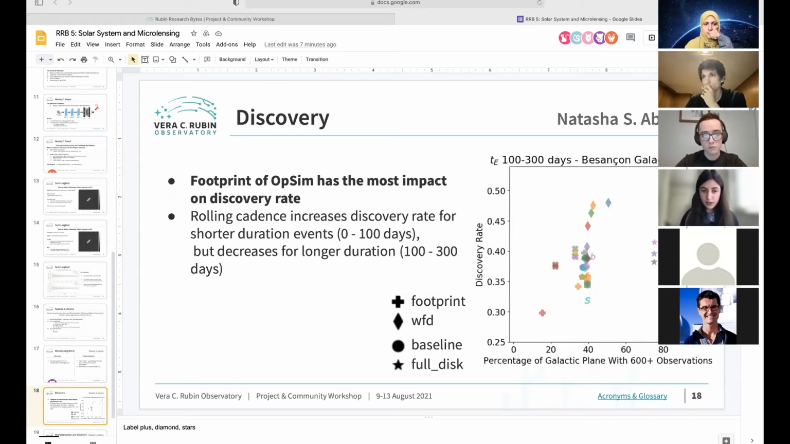So the big takeaway for the discovery metric was that the footprint of the OpSim has the most impact on the discovery rate. As you can see in the plot on the right, as the percentage of the galactic plane covered by the OpSim goes up, the discovery rate goes up. Another interesting takeaway is that the rolling cadence increases the discovery rate for short duration events, since the entire event can occur within 1 observation window, but decreases the efficiency for longer duration events. Next slide, please.